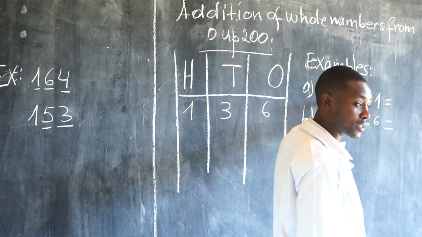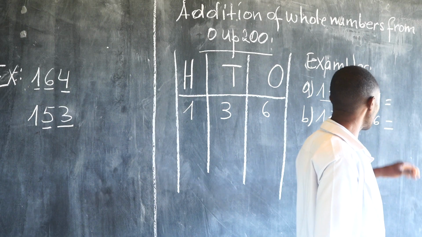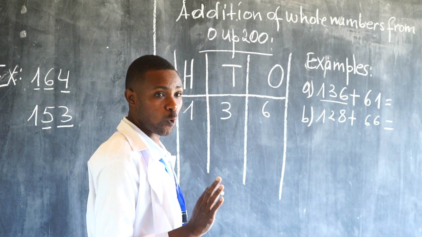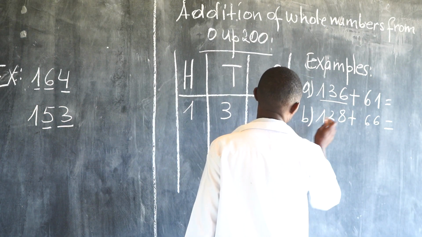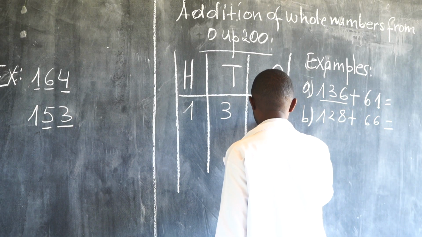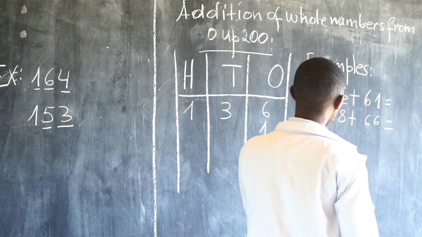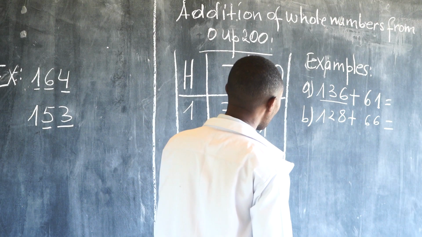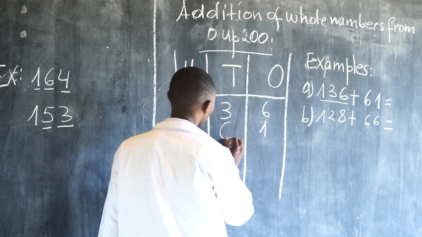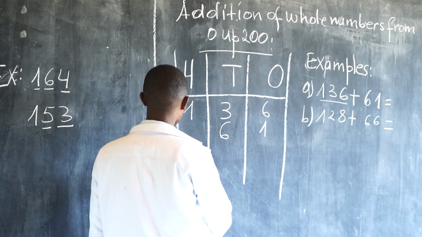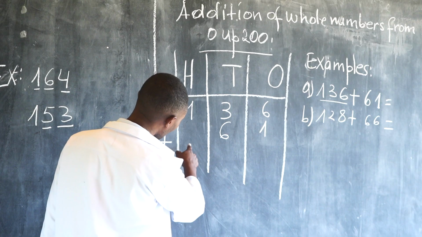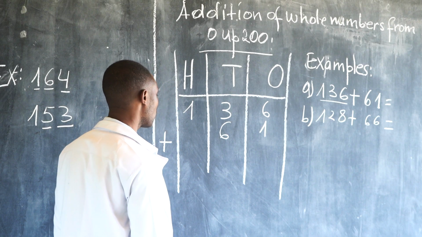After this first number, now we are going to continue with the second number. Now the second number is 61. Now see, this 61, we have this 1 which represents ones. Now after 1, we are going to continue with 6 because 6 represents tens. Now we have 6 here. Now we have to put our addition sign here because we can't put it there in our place value table.